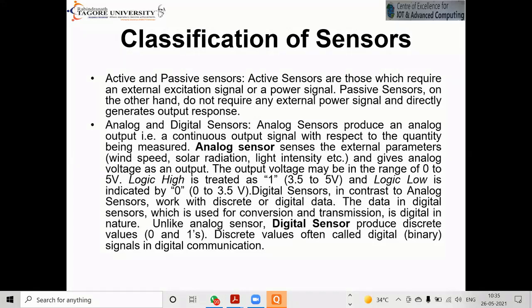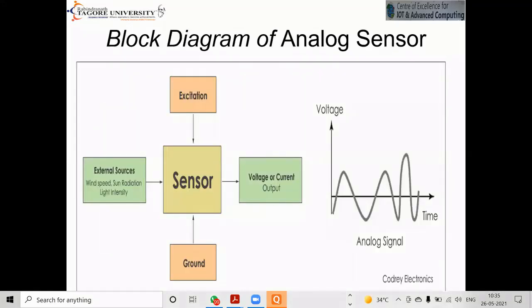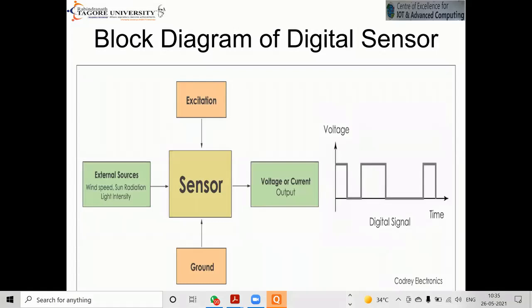I will give you one scenario here. This is the block diagram of the analog sensor. You see, power is given here and the sensor will work. Without power, the sensor will not work, and it will take the reading from the external environment and give the output here. This is the analog signal, which you are familiar with. Here is the block diagram of the digital sensor. The rest is the same, but the output is in digits, that is the digital sensor.